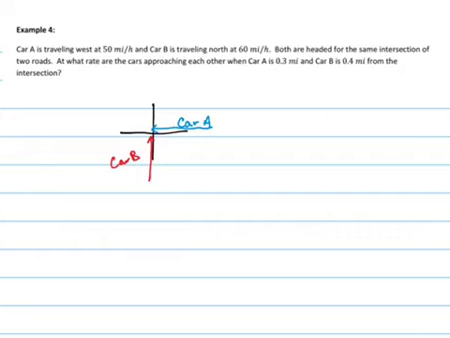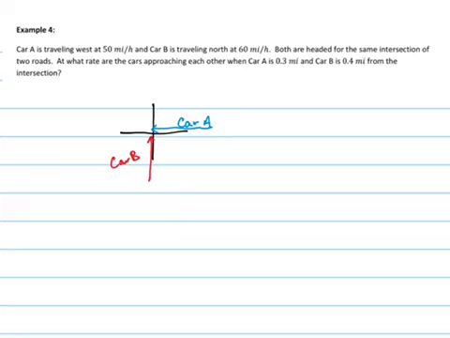Now, car A is traveling west at 50 miles an hour. Car B is traveling north at 60 miles an hour. Both are headed for the same intersection of the 2 roads. At what rate are the cars approaching each other when car A is 0.3 miles and car B is 0.4 miles from the intersection? Okay, so let's take this in a little more detail.